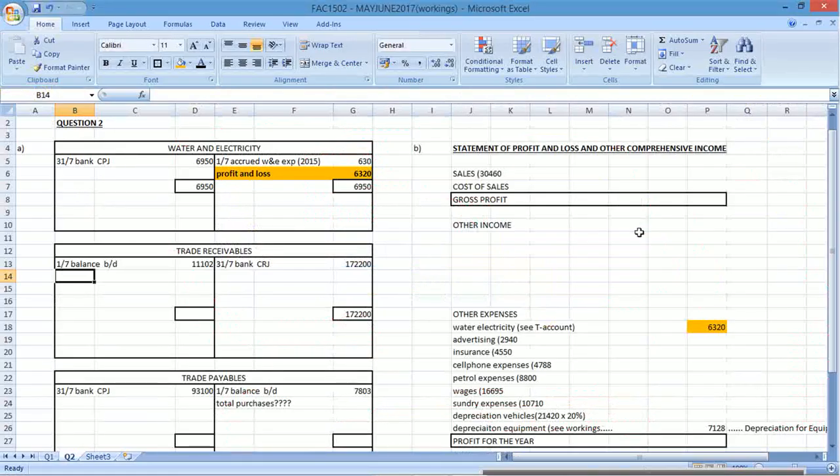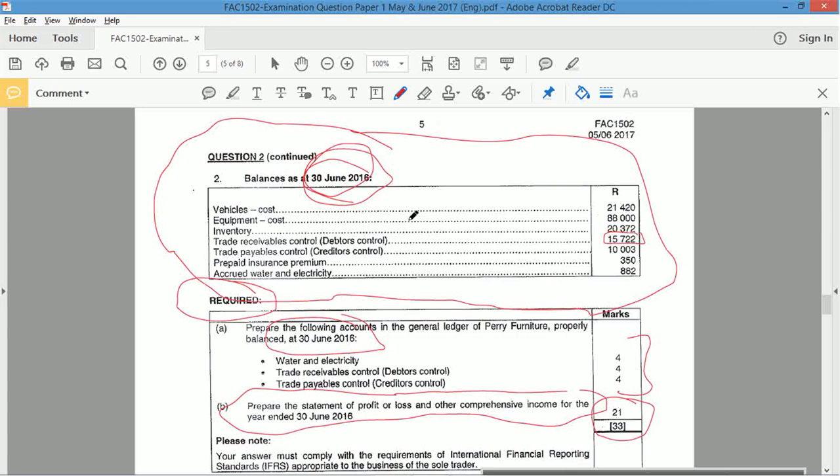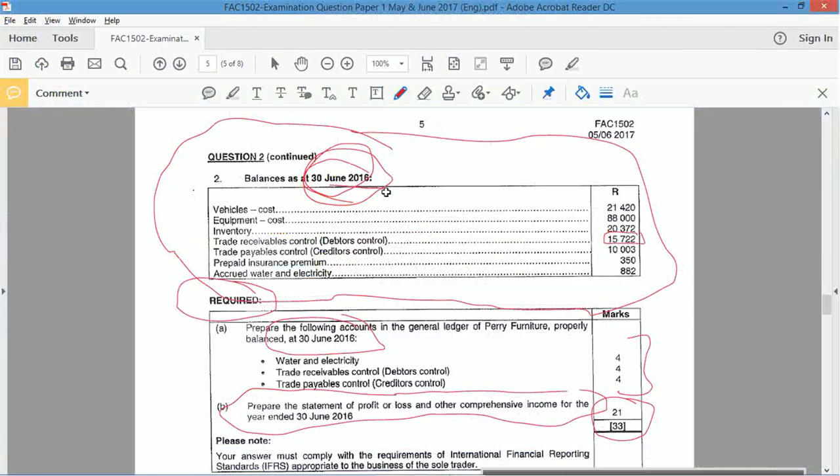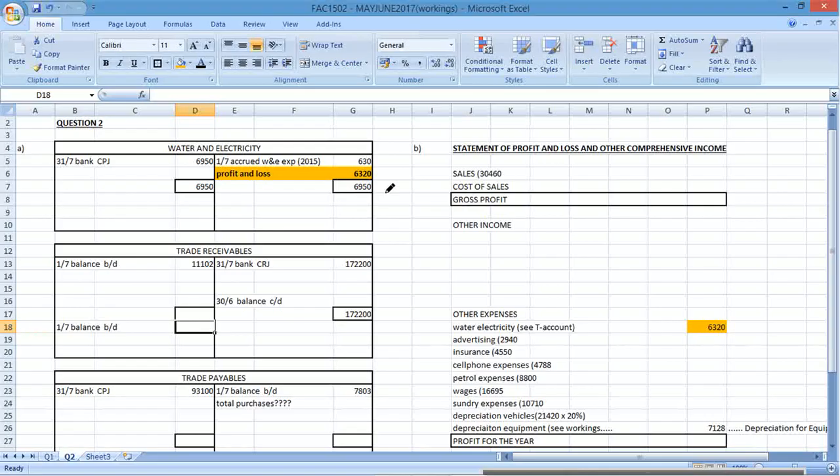15,722. So that's the trade receivables balance at the 30th of June, so that's the end of the year, 2016. Balance carried down. Okay, balance brought down 1st of July. Okay, the amount here is how much? 15,722. And the side, 15,722.